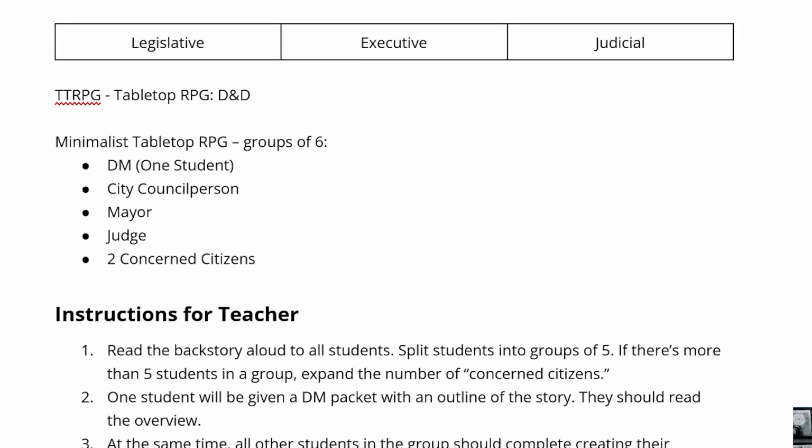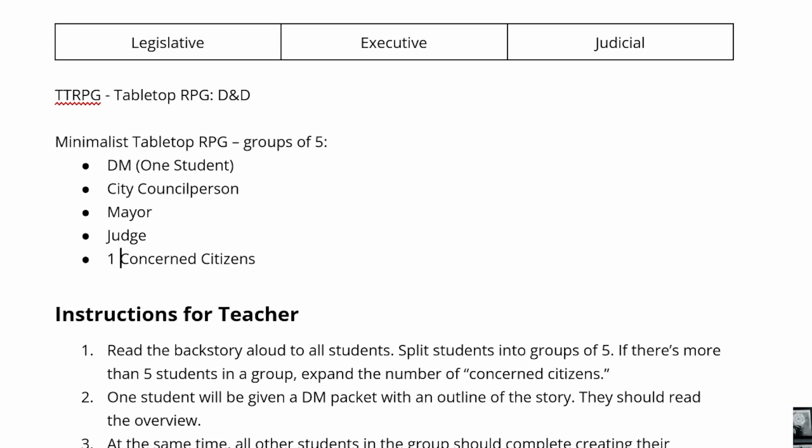Students would be put into groups of, this actually got changed to, 5, and there's just one concerned citizen. You have a DM, who's the kid guiding the entire thing, the dungeon master, a city council person, the legislative branch. I did the local level. So city council person, the mayor, the judge, and then one concerned citizen.